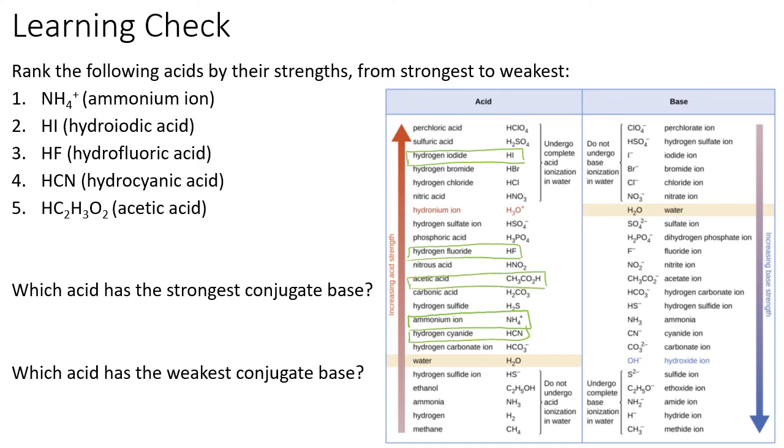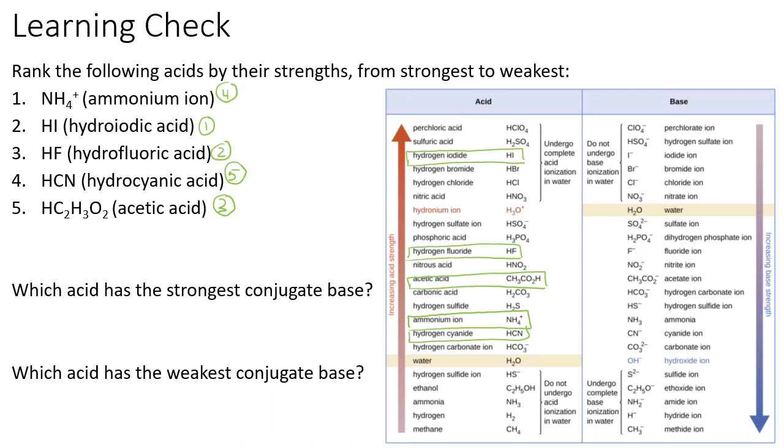So now that we identified them, the strongest acid is going to be the highest on the chart. So hydrogen iodide in water would form hydroiodic acid, which is going to be our strongest, followed by hydrogen fluoride, which would be hydrofluoric acid in water. Then acetic acid, ammonium ion is the fourth, and hydrocyanic acid would be the fifth. So from strongest to weakest, we ranked them now.